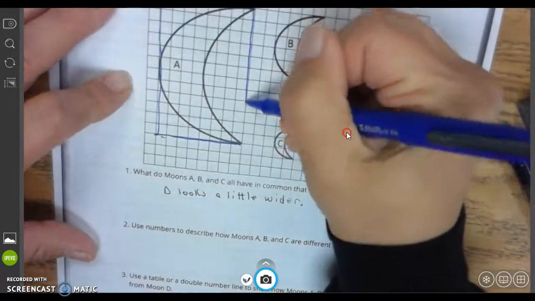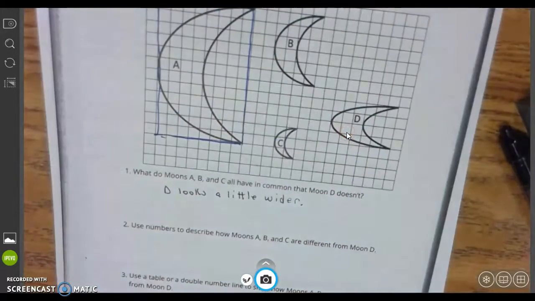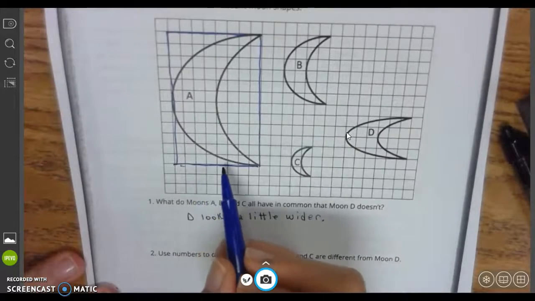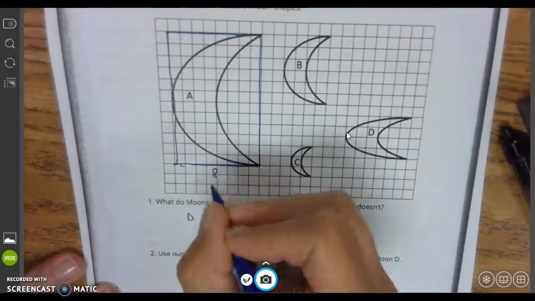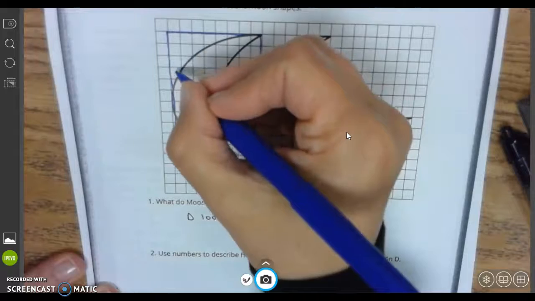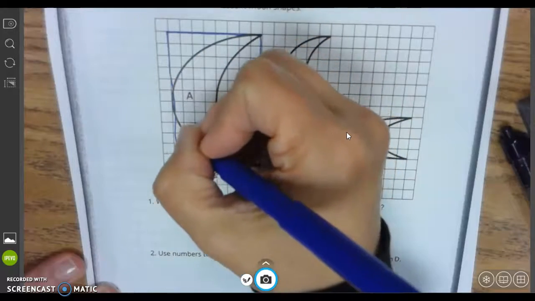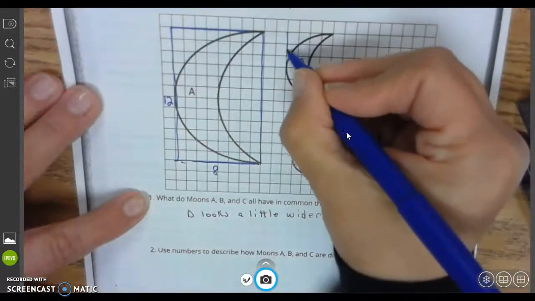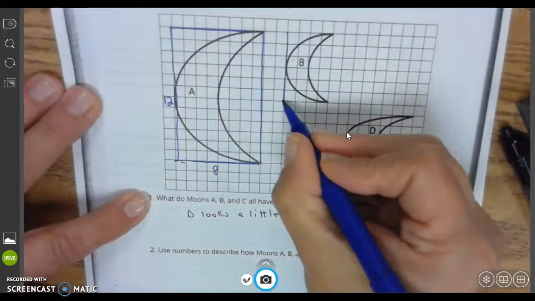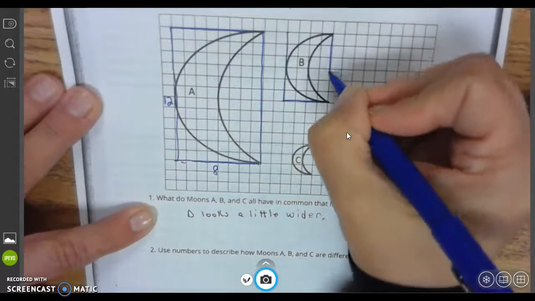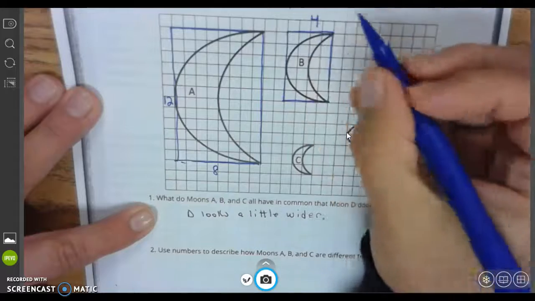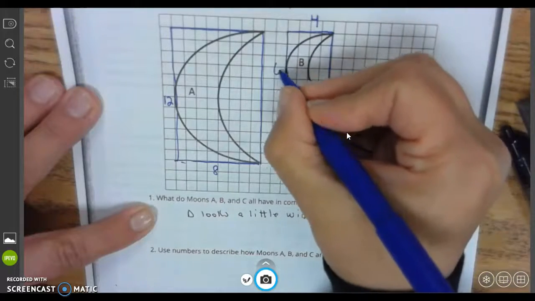And then you can come down. Okay, and then you would measure to see the length and the width of your box. So this box is 8 across in length, and its width would be 12. We do the same thing for B, and I get 4 for the length, 6 for the width.